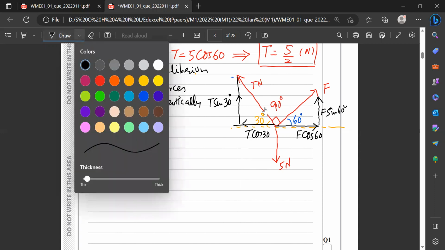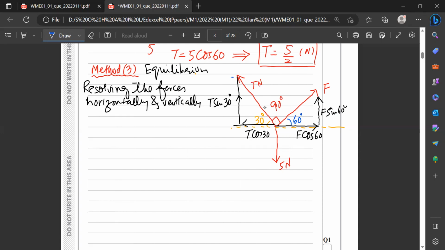Now, next is simple equating. Horizontally, F cos 60 is equal to T cos of 30. Okay, number 1. And F sine 60 upward plus T sine 30 is equal to the sum of upward, equal to the downward, which is 5 only. So for solving them simultaneously.